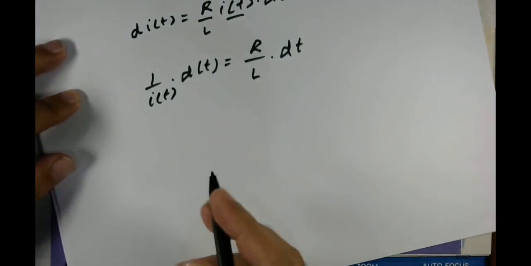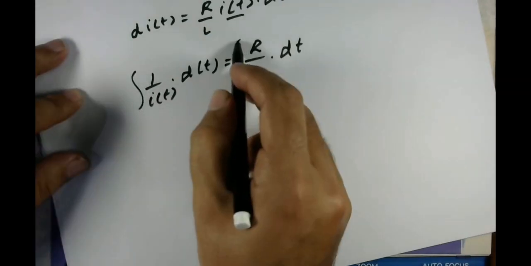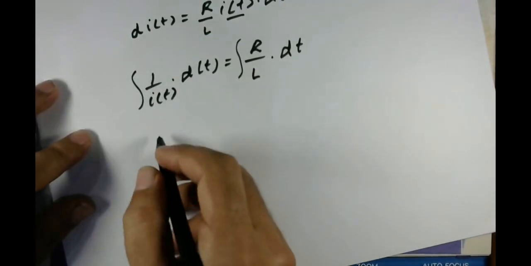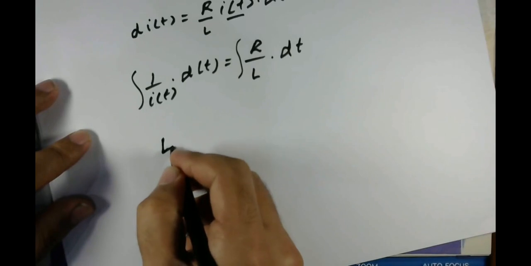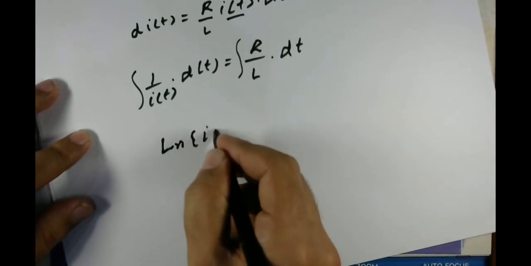Now, to find I of t, we simply take the integral on both sides. So you apply the integral, and you will get here the natural log of I of t.